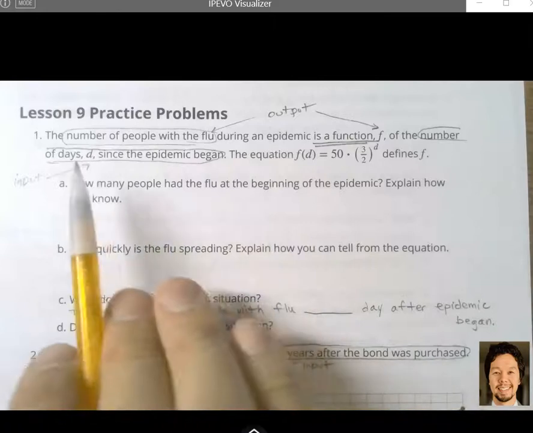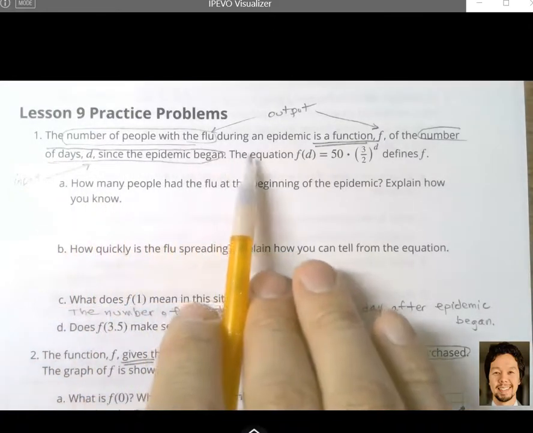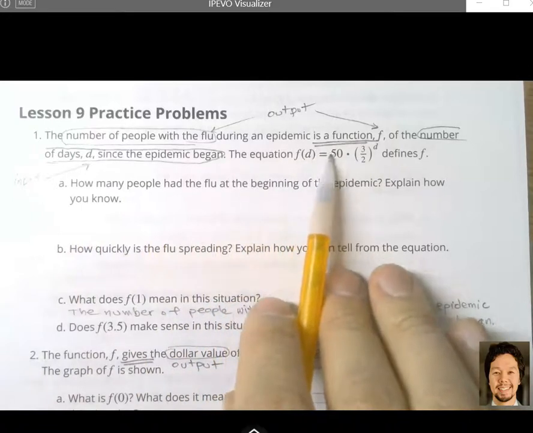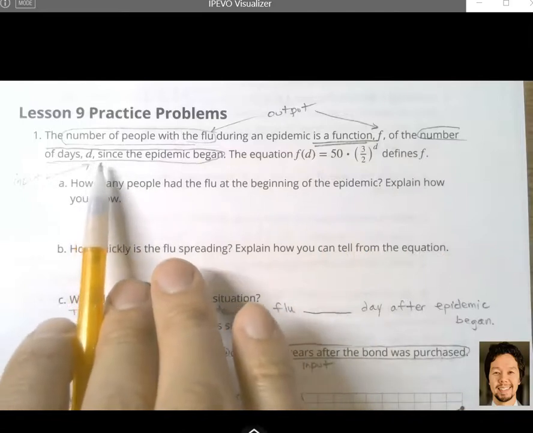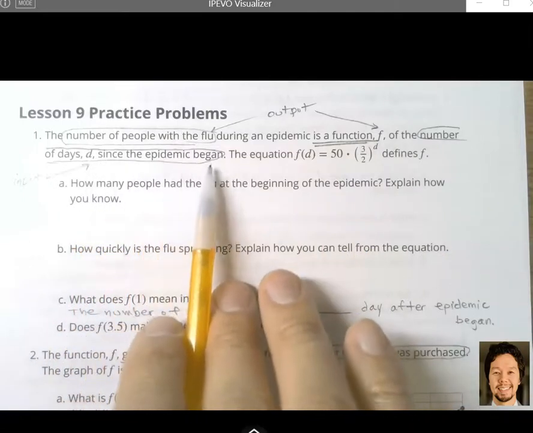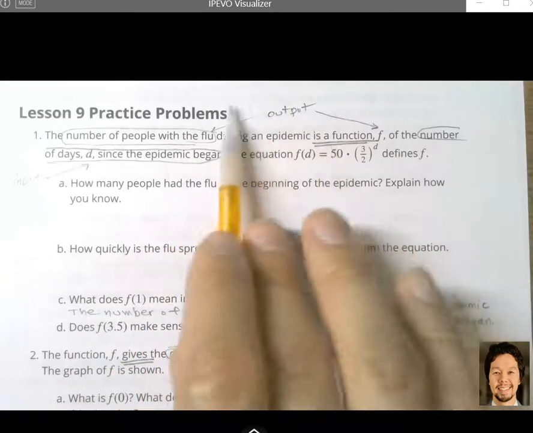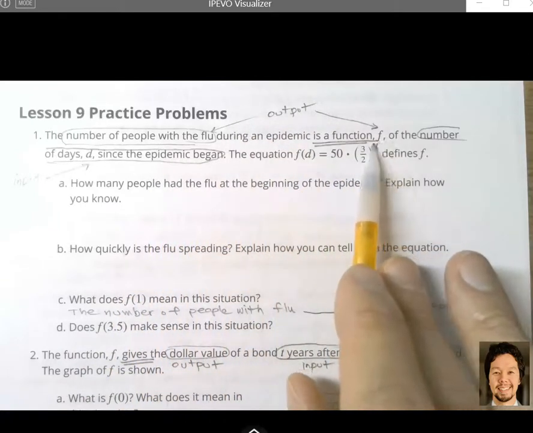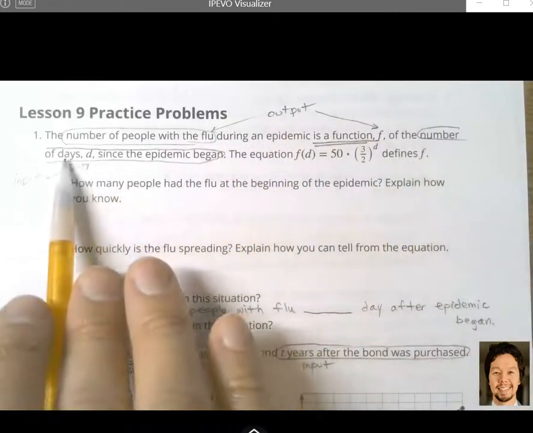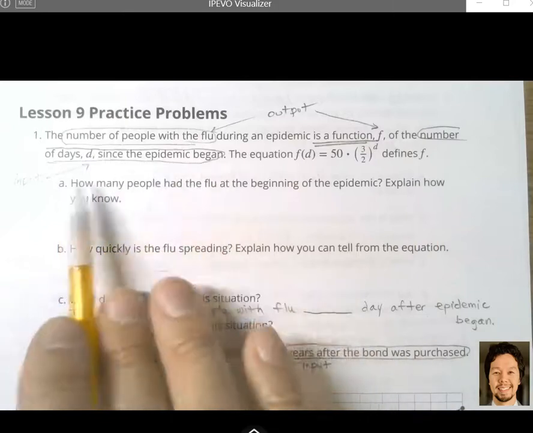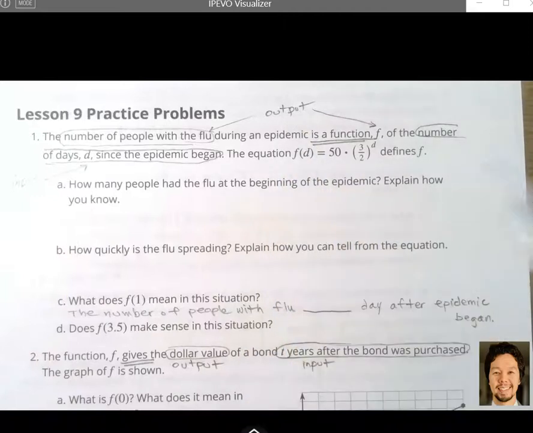Okay, let's take a look at the practice problems. Number 1, the number of people with the flu during an epidemic is a function f of the number of days d since the epidemic began. So you have to think to yourself, the number of people is a function, that's the output. F is the symbol that represents the output, the number of people with the flu. And the input is the number of days since the epidemic began. Okay, so remember, we're thinking functions, input, output.